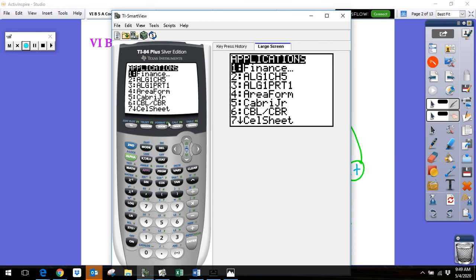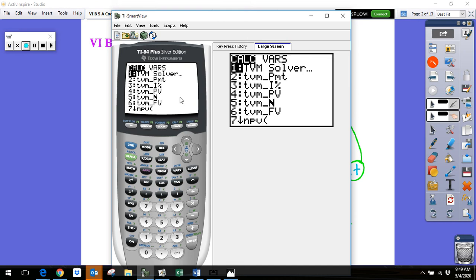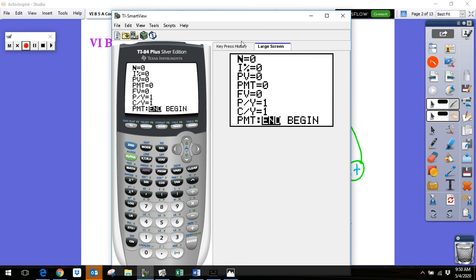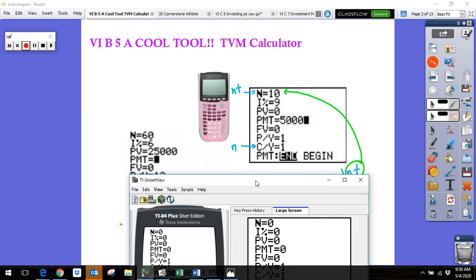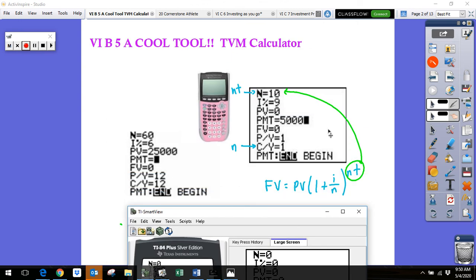Now I have a lot more stuff in here, but all of your calculators have the finance app. So we're going to Apps, Finance, and TVM Solver. It's the first thing that comes up. And what it does is it does all the same work that would normally be done with this old formula that we've been working with.